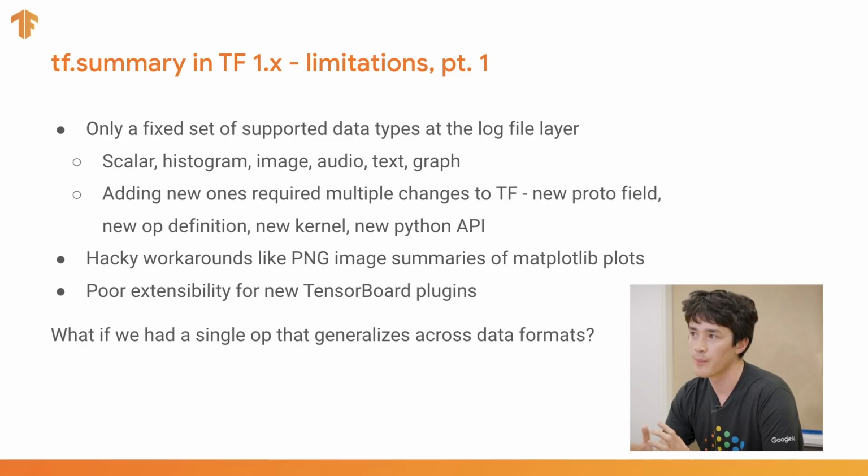And this is a barrier to extensibility for adding new data types to support new TensorBoard plugins. It's led people to do creative workarounds, for example, rendering a matplotlib plot in your training code and then logging it as an image summary. And the prompt here is, what if we instead had a single op or a set of ops that could generalize across data formats?